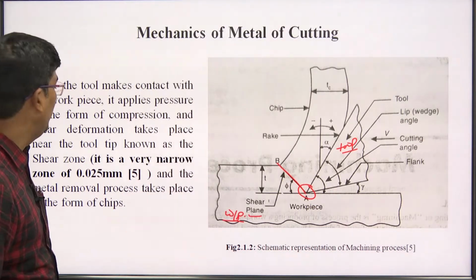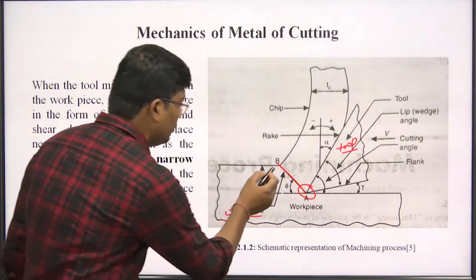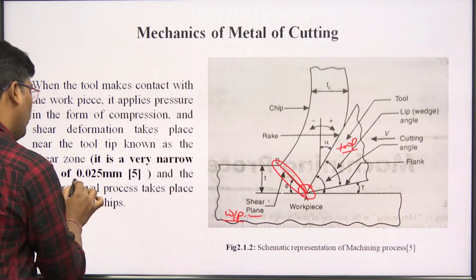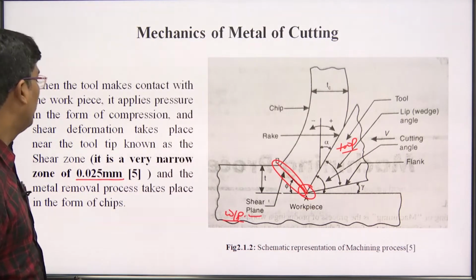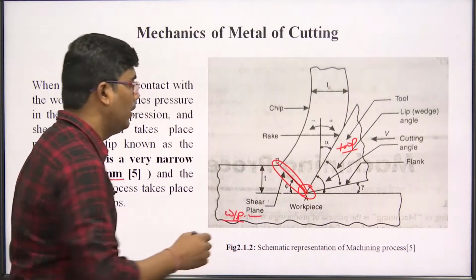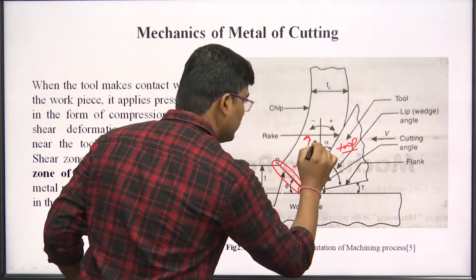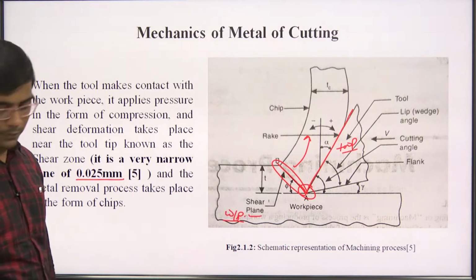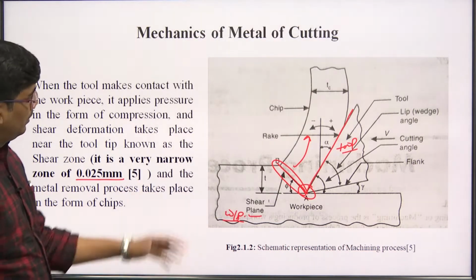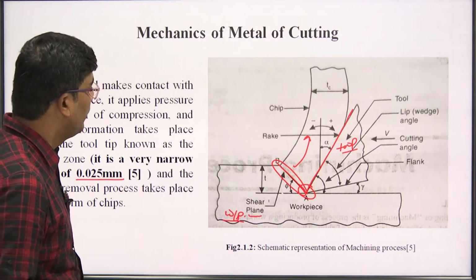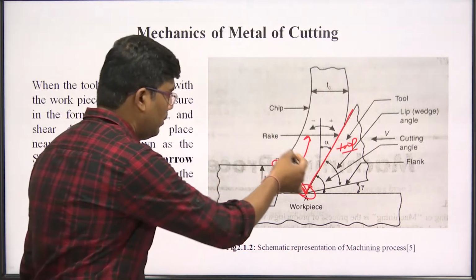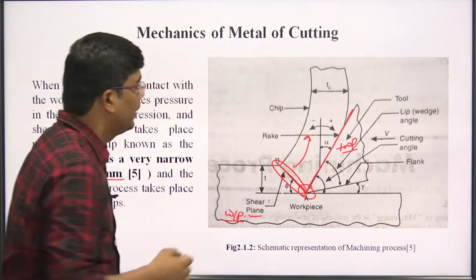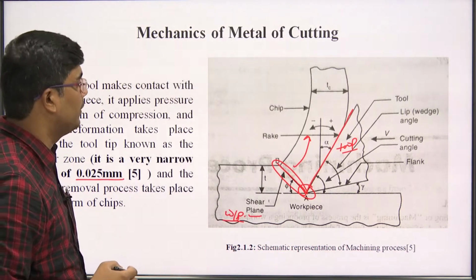The shear zone is a very narrow zone, its value is 0.025 mm, and the metal removal takes place from this area along this surface of the tool. Chips are removed along the surface that is known as the rake surface.